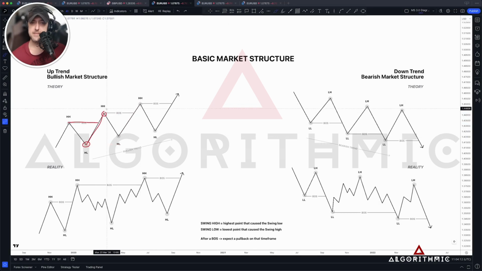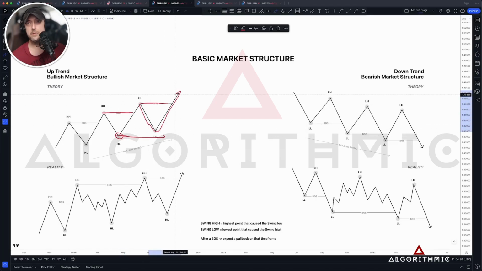And this is just the same framework again. After a break of structure, what do we expect? We expect a pullback, right? When that break of structure happens, we identify where our new swing low is. This is our new swing low, our swing range. And now we're working within this bullish range, so we can play the pullback. We expect the low to hold, and we look for the new run.